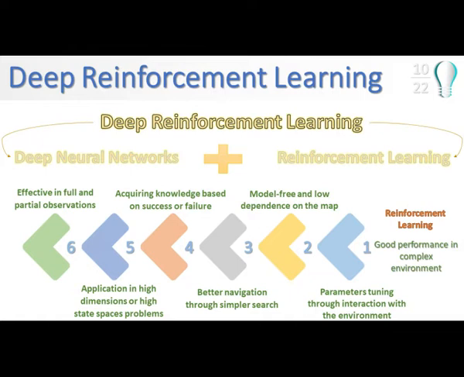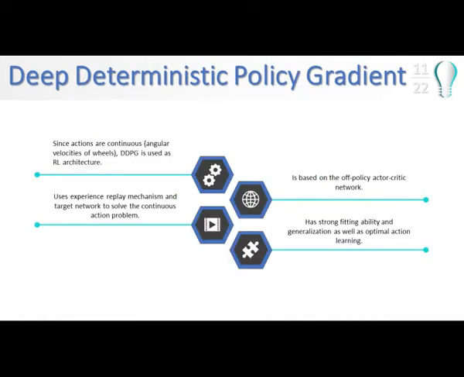And after knowing how this works for DRL, we can now propose and talk about one of the algorithms that are used nowadays. It's called DDPG, Deep Deterministic Policy Gradient, the DRL algorithm that we use to solve this problem. Since actions are continuous, angular velocity of wheels, we use DDPG for our RL architecture.